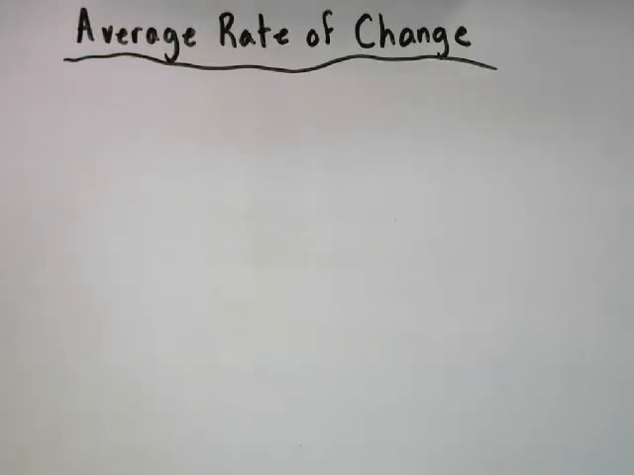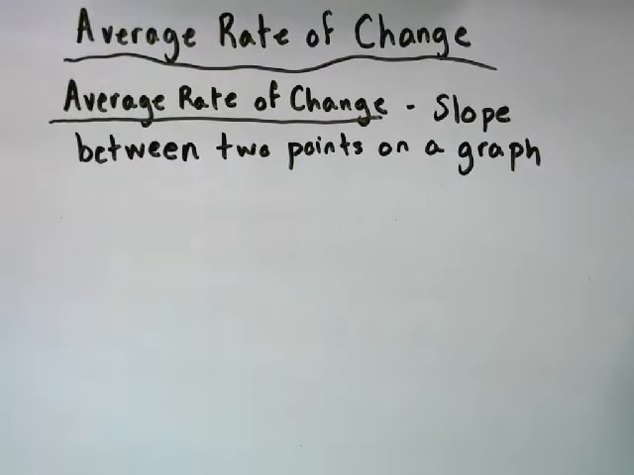Today we're going to be talking about the average rate of change. Average rate of change is the slope between 2 points on a graph. So you can use slope and average rate of change pretty interchangeably.